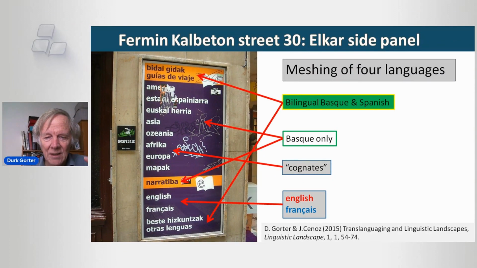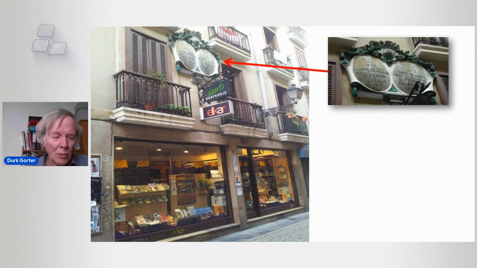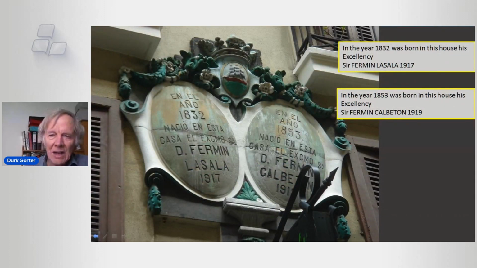The interesting thing is that you can see it in different ways, because when you take a bit more distance and you look at the bookstore as a whole, then on the top there we see 2 old plaques that have been there a long time already, because what they say is that in the year 1832 was born in this house His Excellency Sir Fermin Lasala, 1917. And in 1853 was born in this house, that's a coincidence, of course, in the same house, His Excellency Sir Fermin Calbeton. And this is a plaque that's commemorating these 2 guys, because they were important people for the city of San Sebastian, where this is found.